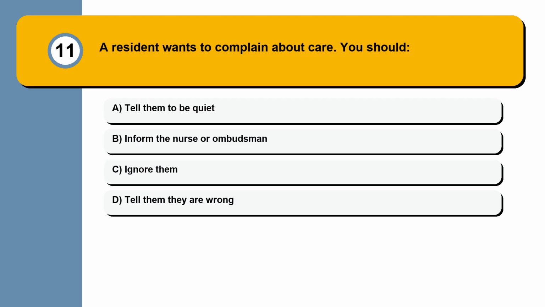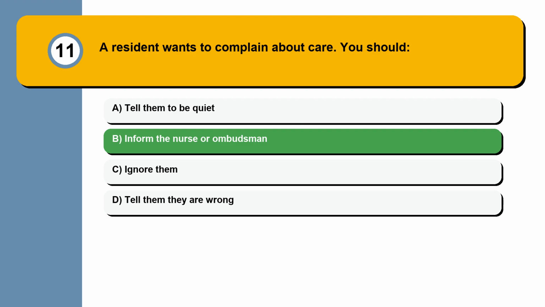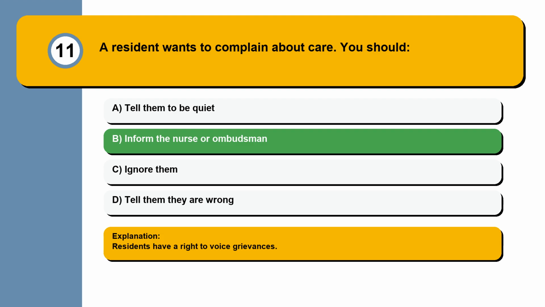Question 11. A resident wants to complain about care. You should tell them to be quiet. Inform the nurse or ombudsman. Ignore them. Tell them they are wrong. Residents have a right to voice grievances.